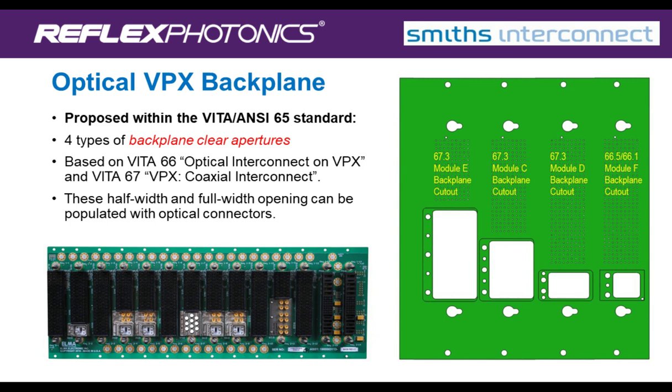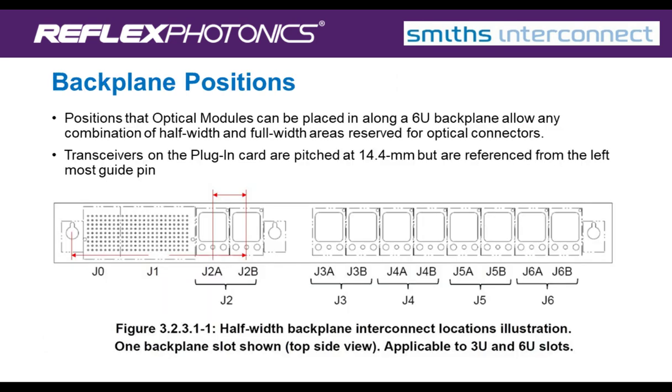The photograph is thanks to Elma. That's one of their backplanes that includes optical and RF connections in it already. And then the light green cartoon is a call out of each of the particular size of apertures from 67.3 and 66.5 and 66.1. The backplane positions, so this is only representative.